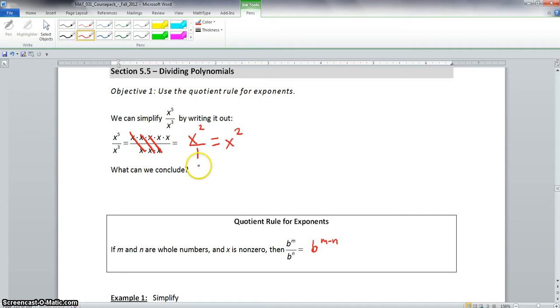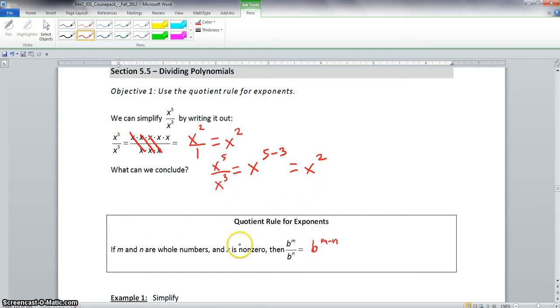Now, what can we conclude? We can conclude that if we have x to the fifth power over x to the third power, we could keep the base the same and subtract the exponents. The numerator's exponent minus the denominator's exponent gives us x to the second power. That is what we can conclude.